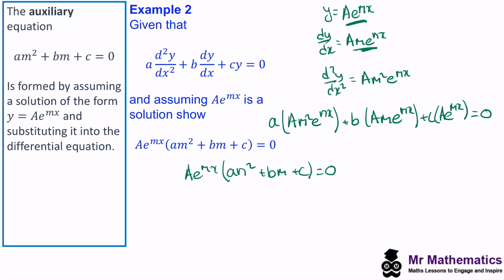But we know that this exponential term can never equal 0. So the solutions to this equation must come from the quadratic. And when we solve this quadratic, we find the values of a, b, and c, which will give us these coefficients. Okay? So in question 3, we're going to use this auxiliary equation to solve the homogeneous second-order differential equations.